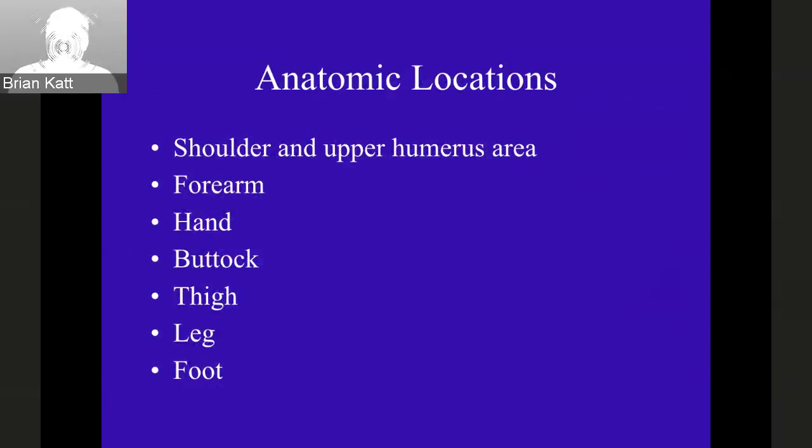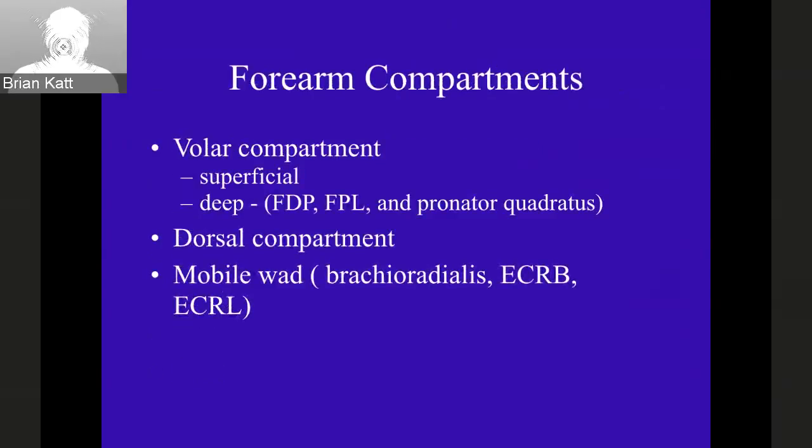So some of the places where you can get compartment syndrome: shoulder and humerus, forearm, hand, buttock, thigh, leg, and foot. I mean, this thigh, which I thought was unheard of, we actually had a case of this just a couple months ago. Most common right here in the leg, and probably followed by the forearm.